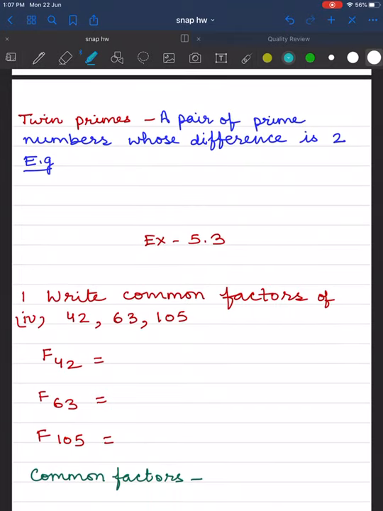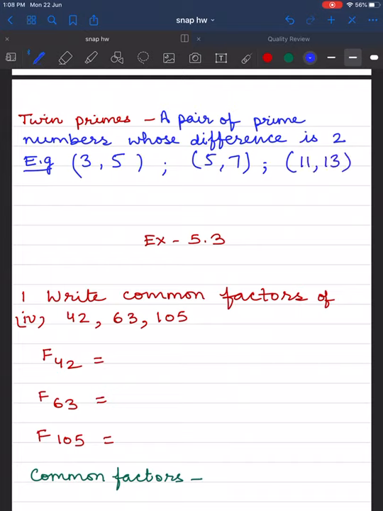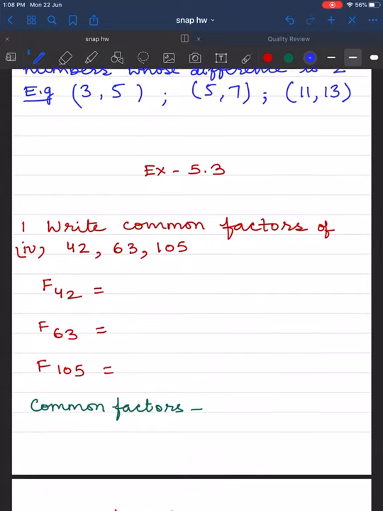Next is twin primes. A pair of prime numbers whose difference is 2. For example, 3 and 5. Both are prime numbers and the difference between them is 2. 5 and 7. Or 11 and 13. So these are twin primes. Now let's do some questions from exercise 5.3.